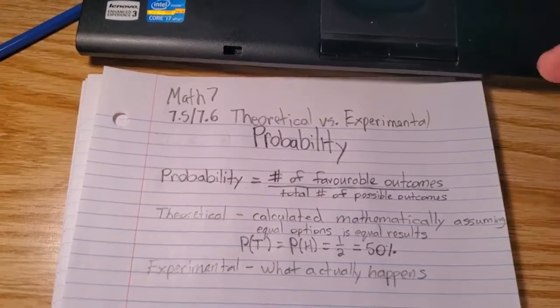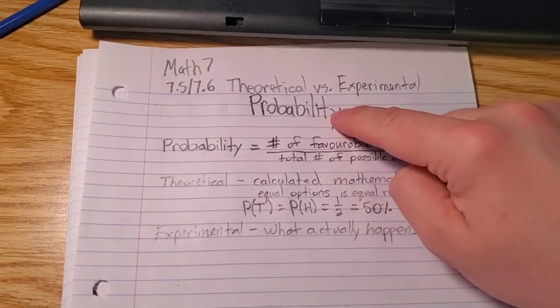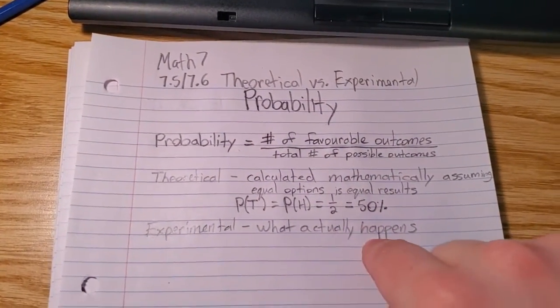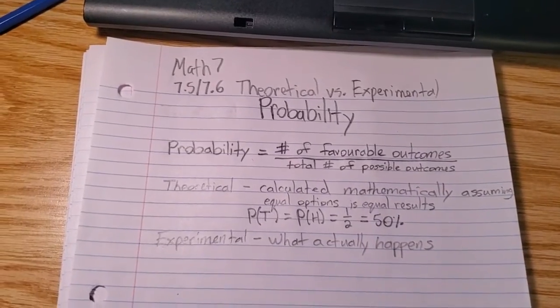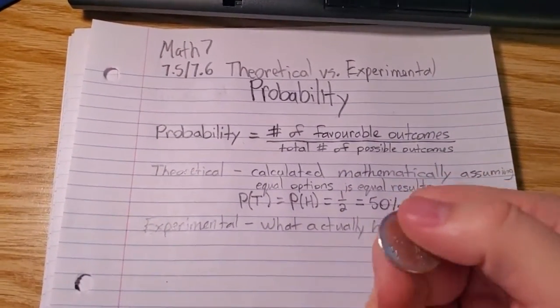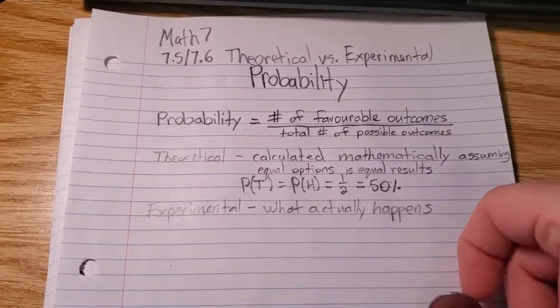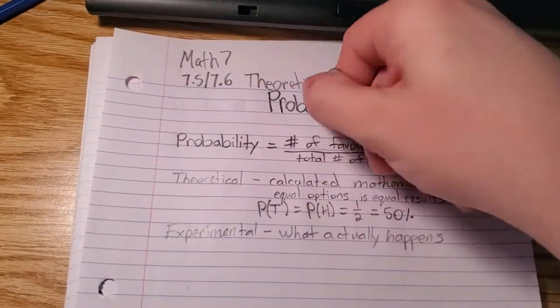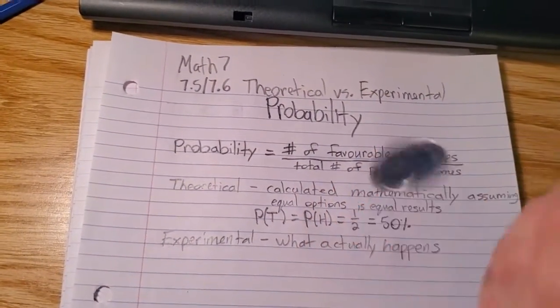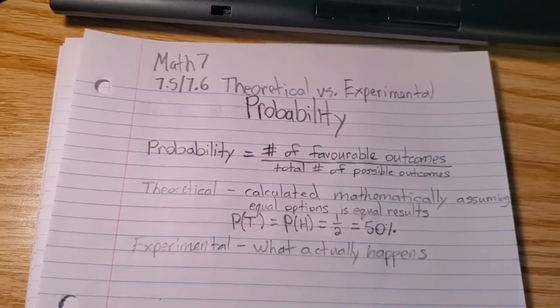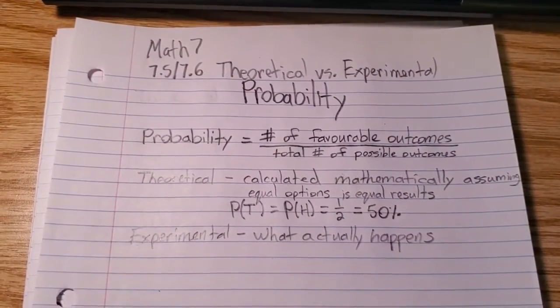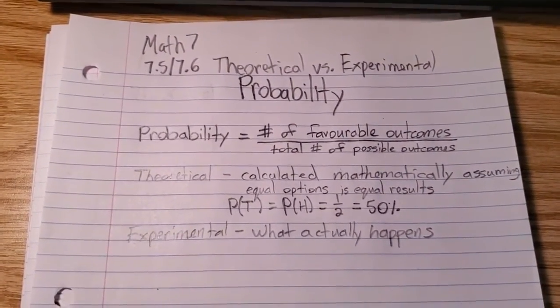Now, in the real world, there's something called experimental probability, and that's what actually happens. So the experimental probability is what would actually happen if you went and flipped the coin. So what I'm going to get you guys to do today is you're going to get a coin, and you're going to flip over and over and over 100 times. And you're going to keep track. I'll show you quickly how to do that in a data table that I provide in Google Classroom.